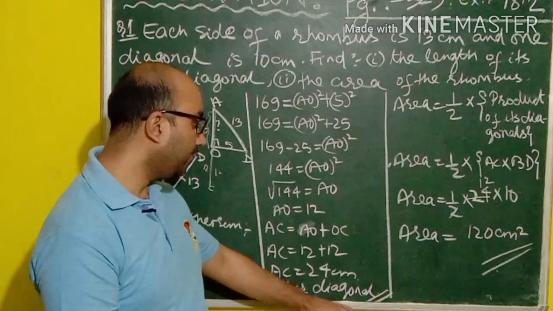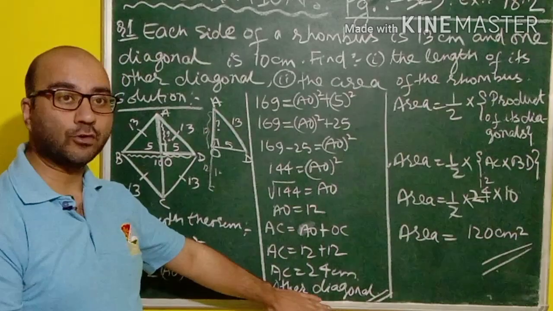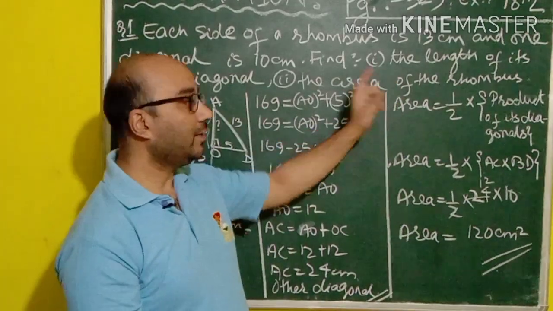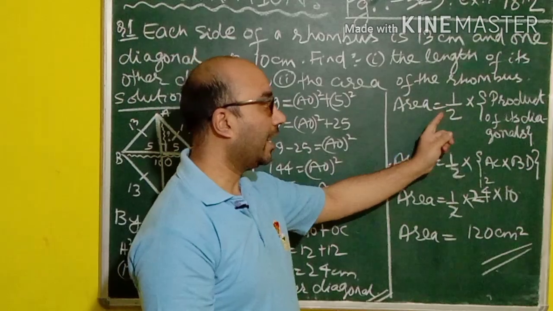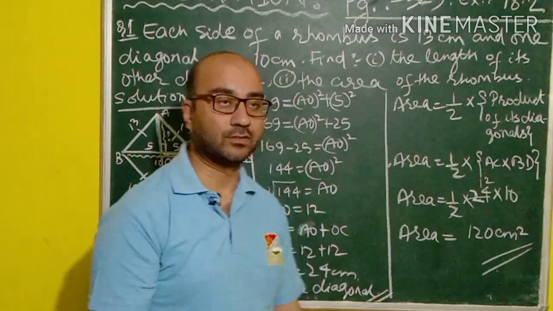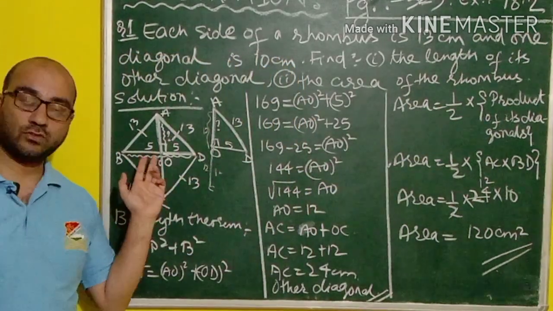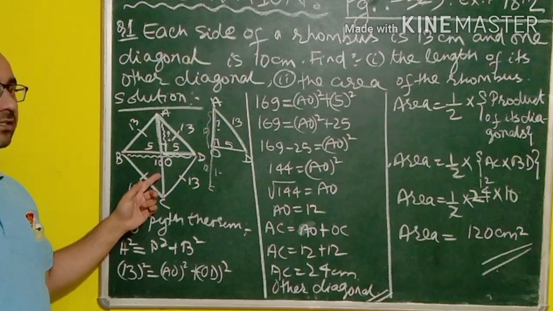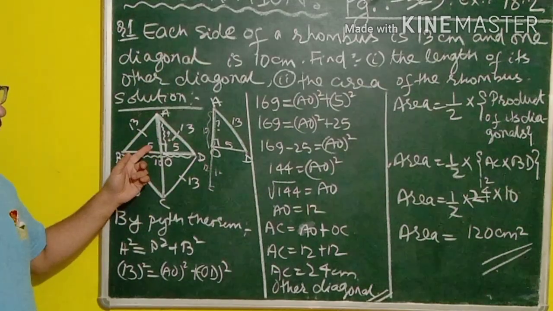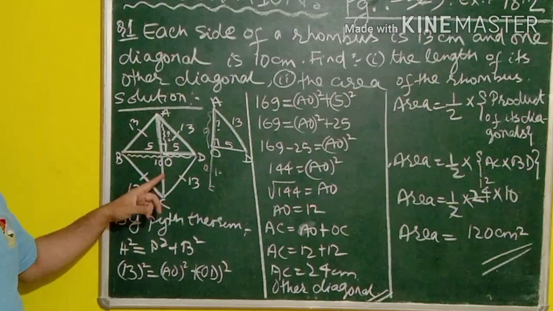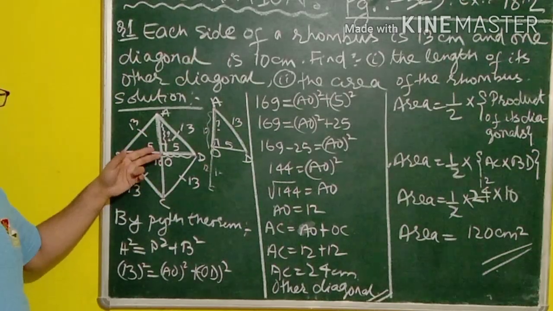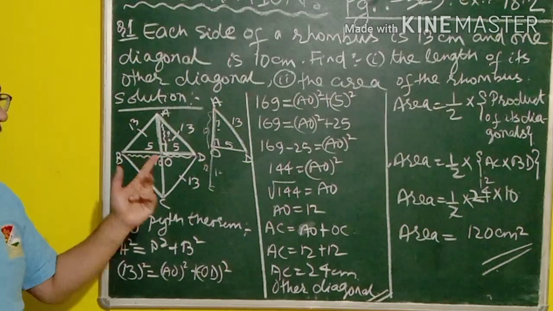Okay, after we are done with the diagonal, now let us see how we proceed to find the area of the rhombus. Area of the rhombus is given by half into the product of its diagonals. We have two diagonals here. If you multiply both the diagonals into half, that will give us the area of the rhombus.